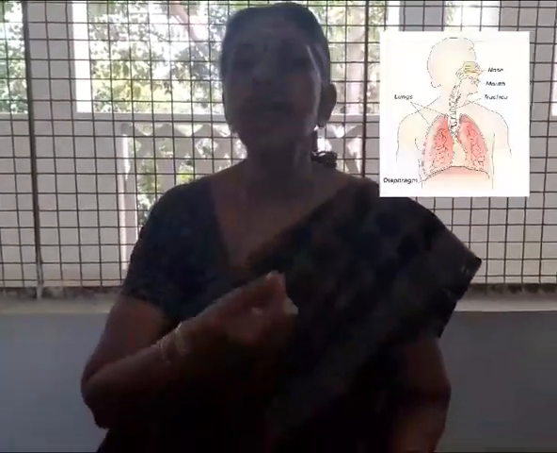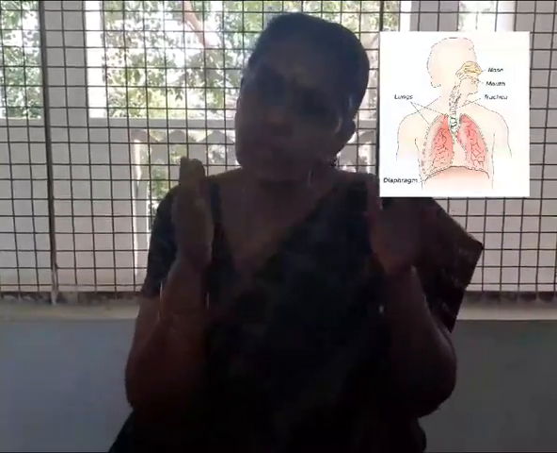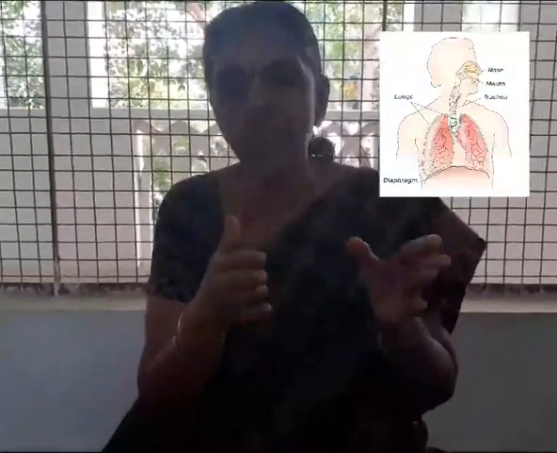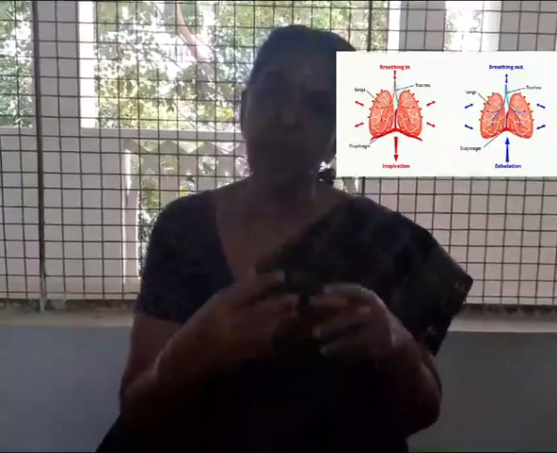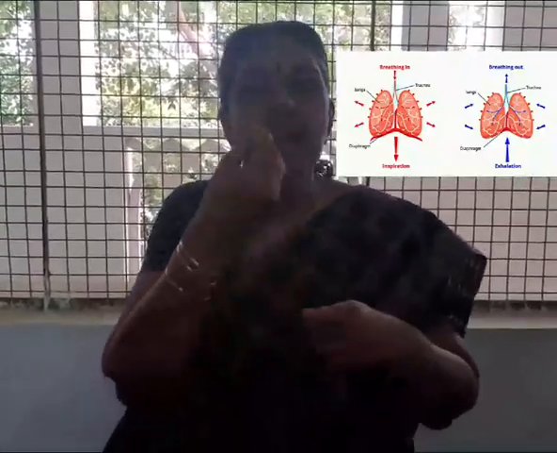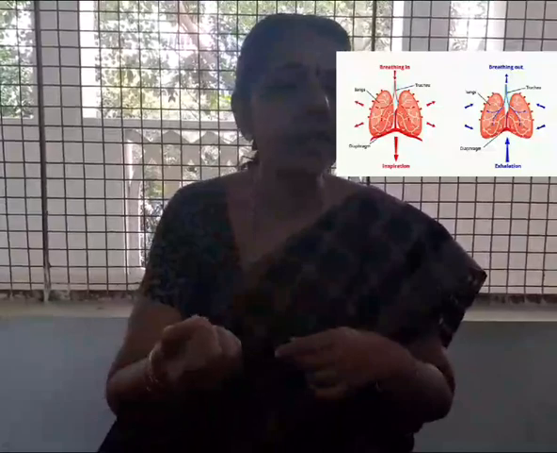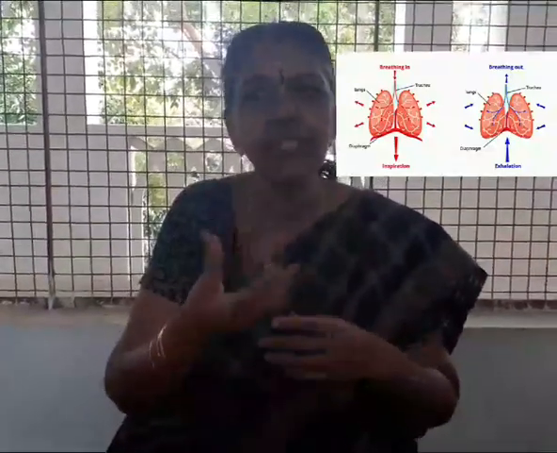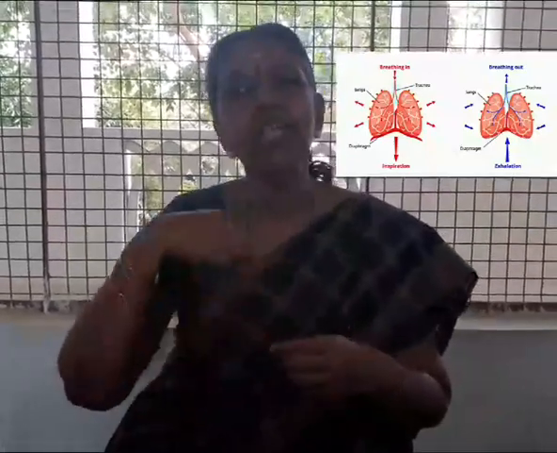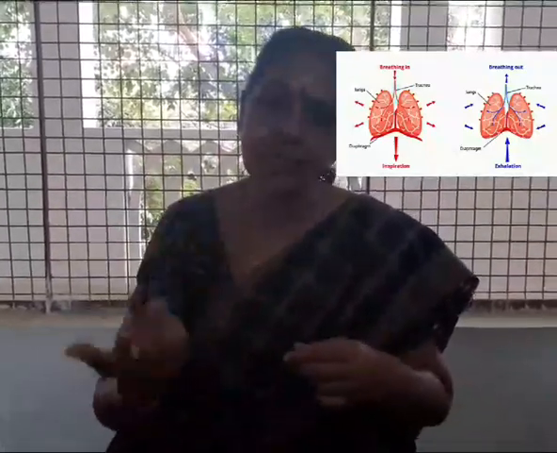It comprises the lungs, the windpipe, which is called the trachea, and the muscles of the chest. These are the three parts of the respiratory system which help to produce the sounds. There are two processes in the respiratory system. One is inspiration, the other one is expiration. So what is inspiration? Inspiration means drawing in the air and expiration is exhaling the air.